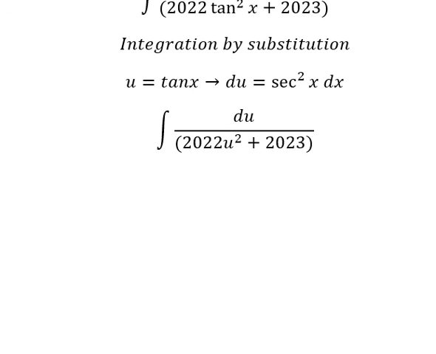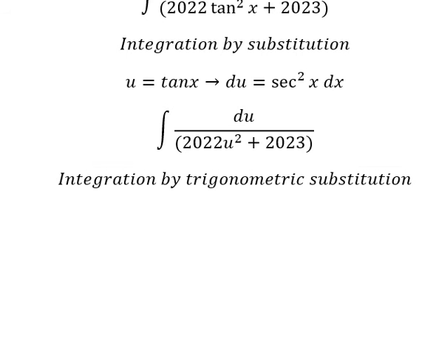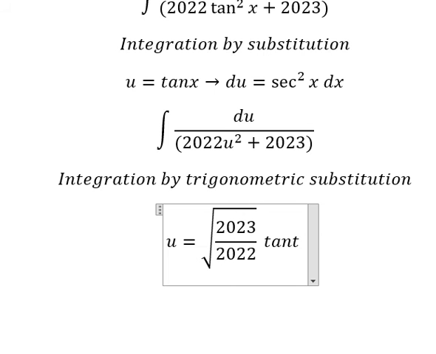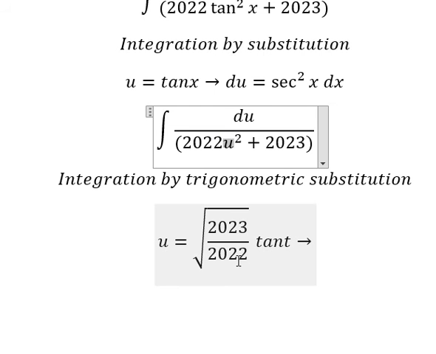Next, we need to use integration by trigonometric substitution. So I will put u equals the square root of 2023 over 2022 tan t. Because if we put this one in here, we have 2023 over 2022 tan t squared. 2022 we cancel, 2023 with 2023. We can do factorization. Tan t squared plus 1 we change for secant of t squared, and later we simplify by du.